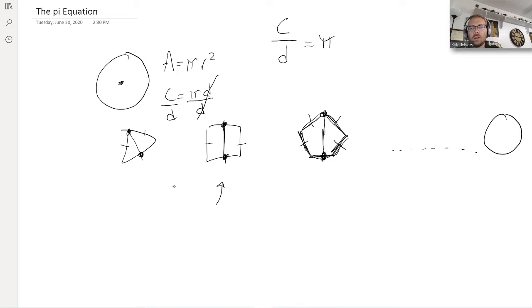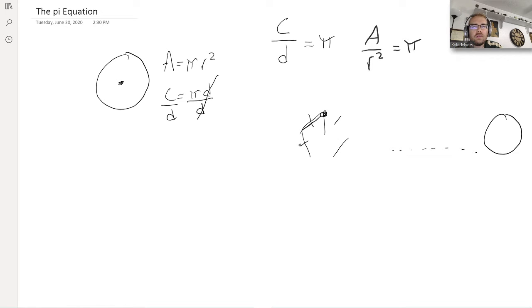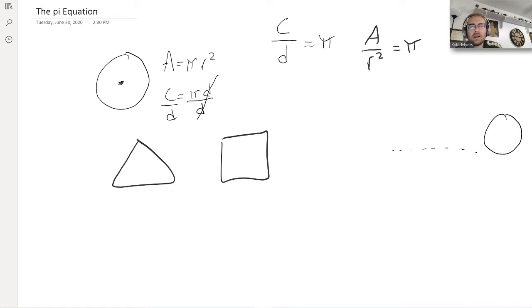What I actually ended up doing was the area instead. So there's probably a way to do it, and I'm sure other people have done it that way. But what I ended up doing was, okay, what about area divided by r squared? Well, that would be pi. So all I need to do then is just find out what the area is. So I'm going to go ahead and rewrite these. So I've got a square, or sorry, a triangle, and then a square, and then a pentagon.